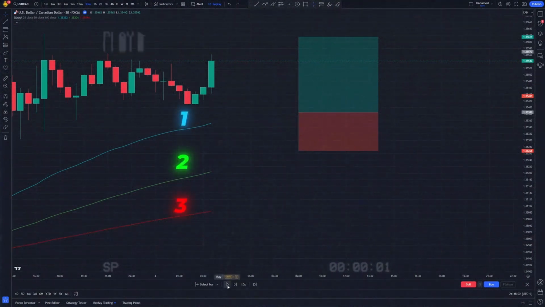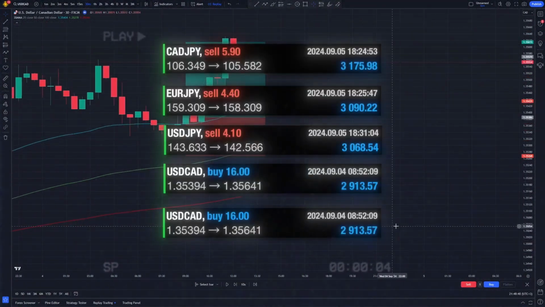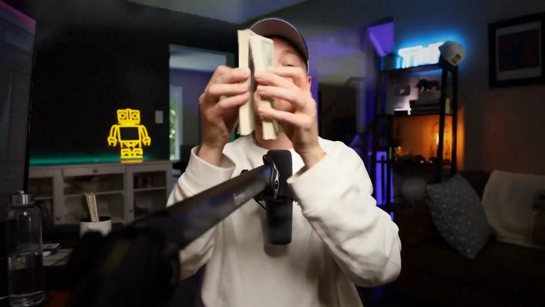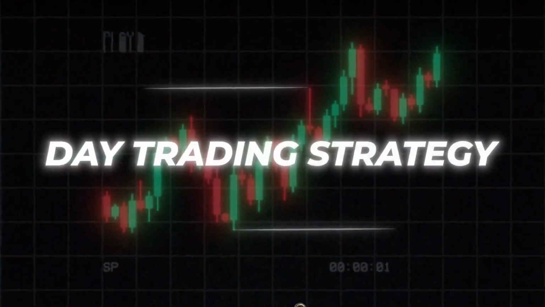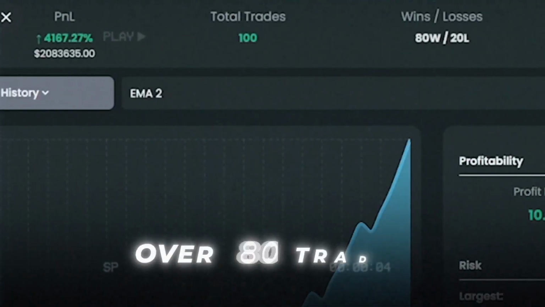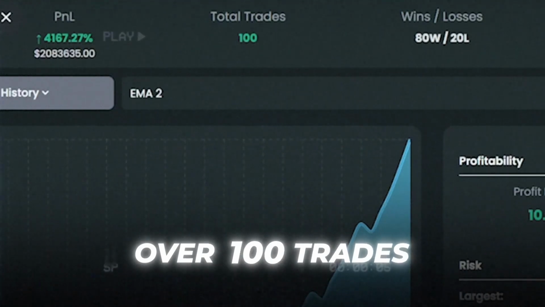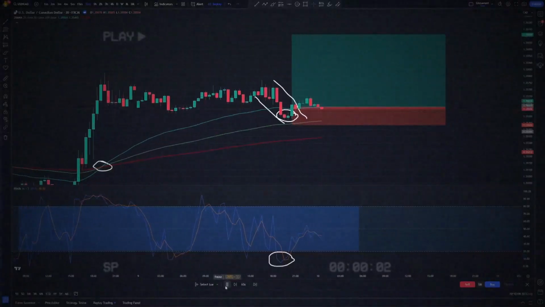1, 2, 3 moving averages, a price pullback, and 5 incredible winning trades, 347 pips, $18,098 in just 4 trading days with the easiest day trading strategy that really wins. Boasting an 80% win rate over 100 trades in current market conditions. Let me show you my live trades, teach you everything I know about the strategy, and please watch to the end of the video so you truly master this.